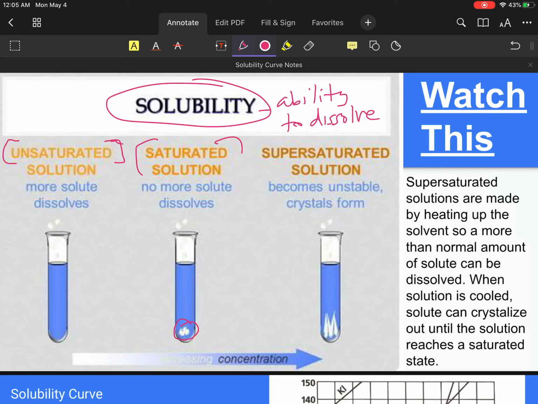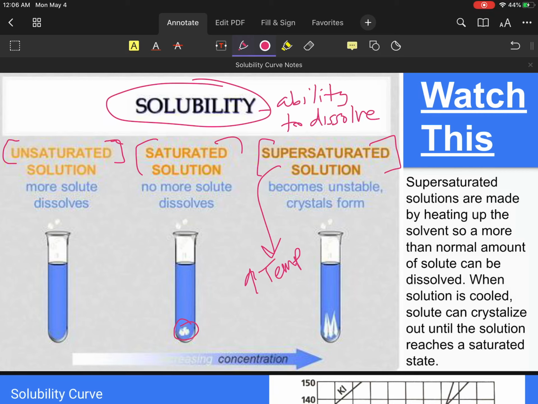Nothing else will dissolve. A supersaturated solution, though, means that I've actually done something to my solution in order to dissolve extra solute, okay? Usually what that means is we've increased the temperature of our solvent, okay? That's how we've made a supersaturated solution.